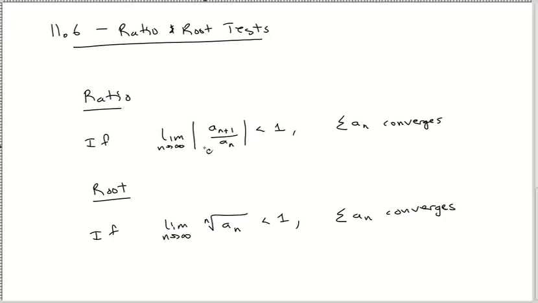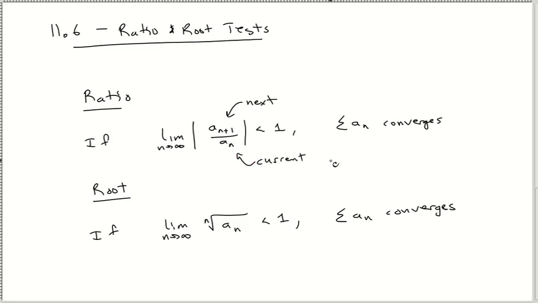So the ratio test looks something like this. We have the limit as n approaches infinity of a sub n plus 1 divided by a sub n. If it's less than 1, then it converges. If it's 1 or more, then it diverges. This n plus 1 subscript is actually the next term, while you can basically call this the current term.